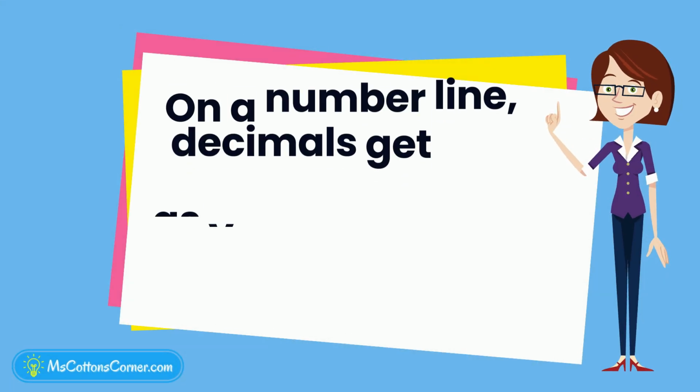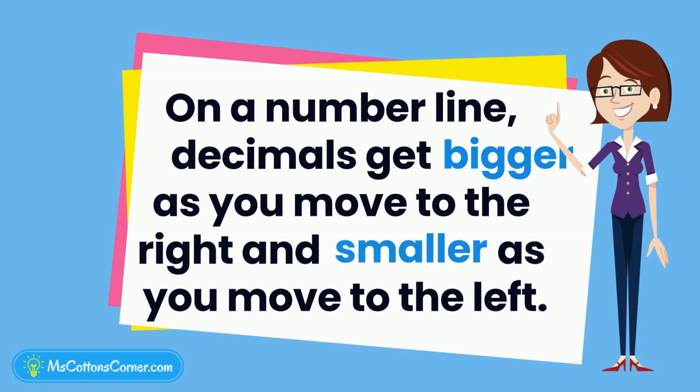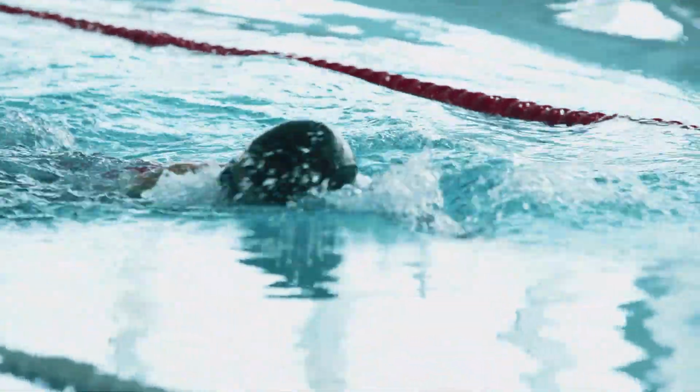On a number line, decimals get bigger as you move to the right and smaller as you move to the left, just like whole numbers. Let's try a couple more problems.